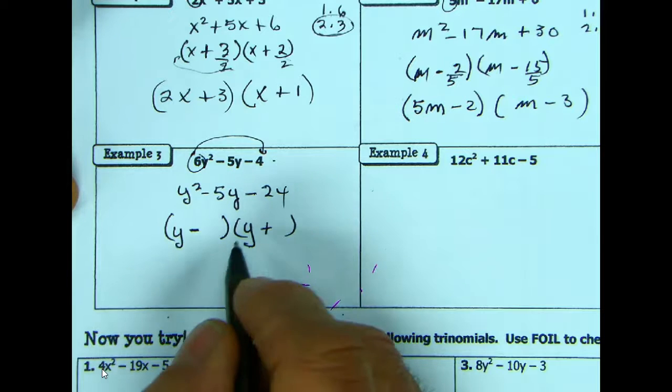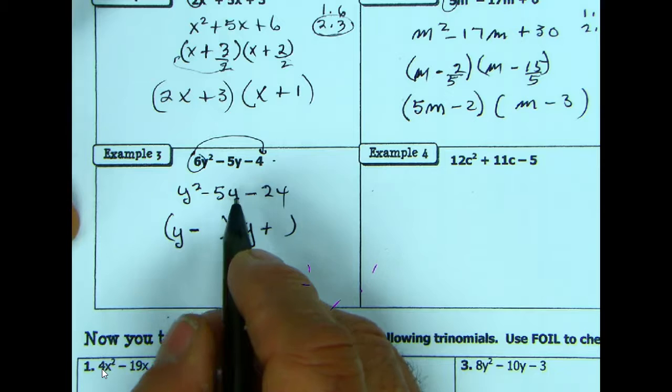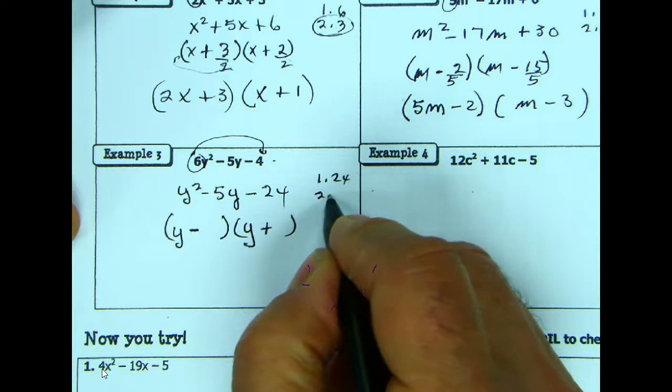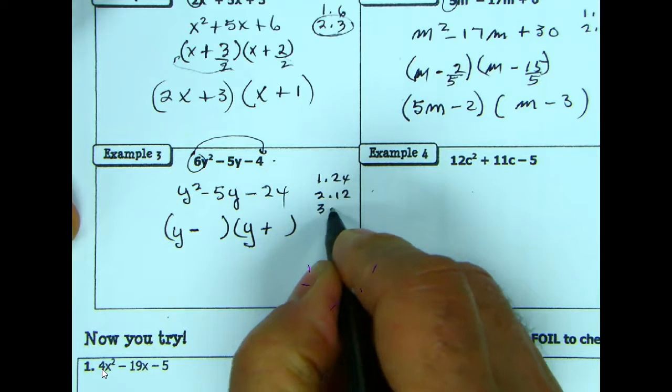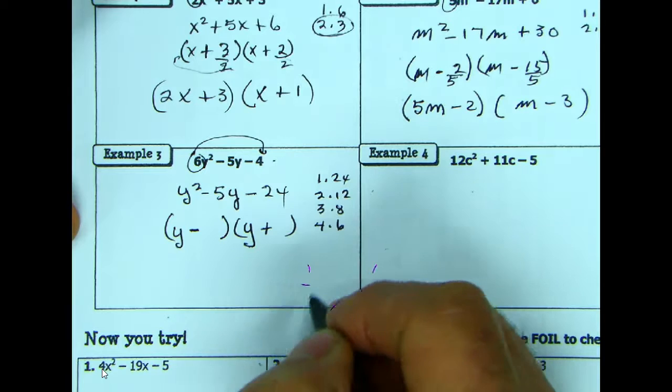Now I've got to find two factors that multiply to negative 24 and add to negative 5. So let's see what we have. We have 1 and 24, 2 and 12. We have 3 and 8. We have 4 and 6. 3 and 8.